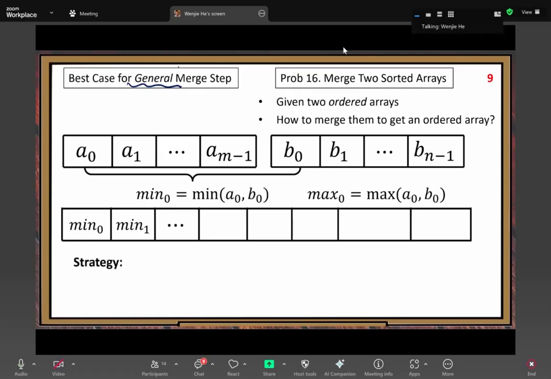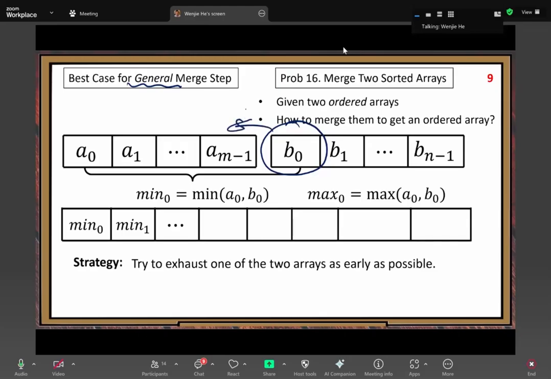So here the strategy: try to exhaust one of the two arrays as early as possible. What do you mean? Think about when your first element in one of the two subarrays beats all the elements in the other subarray. Exhaust, you used up. You beat all of them.